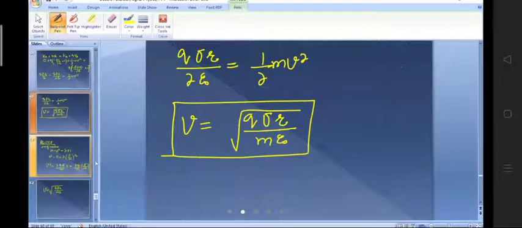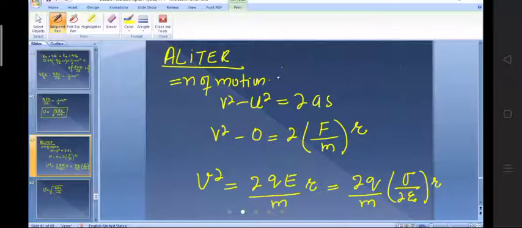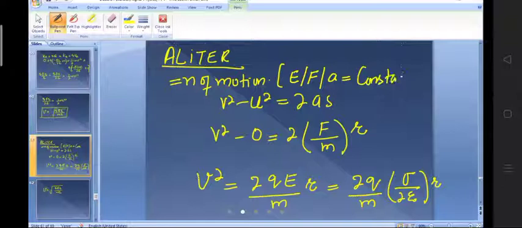Answer here and here will be exactly same. I can use the equation of motion. The reason is that electrostatic field is constant, so the force is constant, so the acceleration is constant. And we know that the equation of motion can be applied only if the acceleration is constant. They are true only for uniformly accelerated motion, otherwise not. But the equation of energy conservation is true in general.